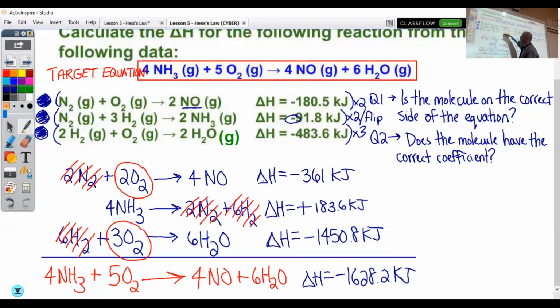We took 3 different reactions that when we add them together will add up to this target equation. And as a result, we figured out the delta H for the target equation using the delta H values for these 3 different problems. So what I would like you to do for homework is to try these last 3 problems, or 2 problems. We have 2 problems left, 3 problems total.